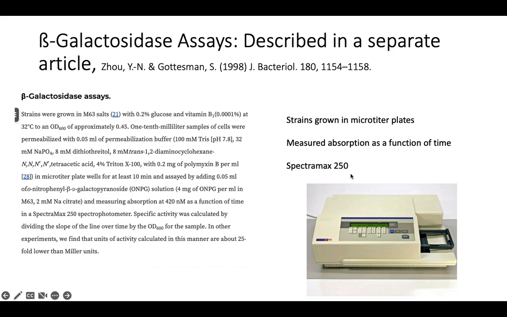The machine they used to measure absorption, they used the SpectraMax 250. And you can pick one of these up off the used market for about $7,000.